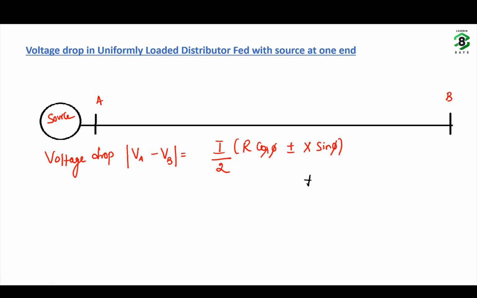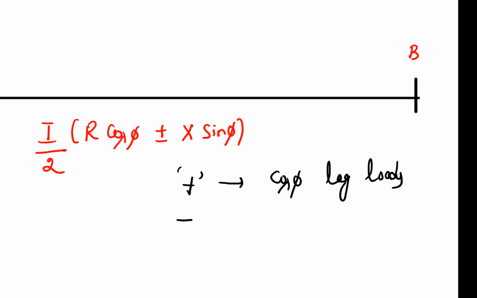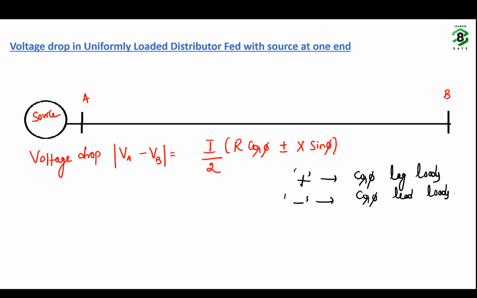The plus sign is used for cos phi lagging loads. The minus sign is used for leading loads. Understand? Very rarely will we see capacitive loads. Most of the time we see inductive loads. So plus is the symbol used for lagging loads, that is inductive loads. Minus is the symbol that we should use for capacitive or leading loads.